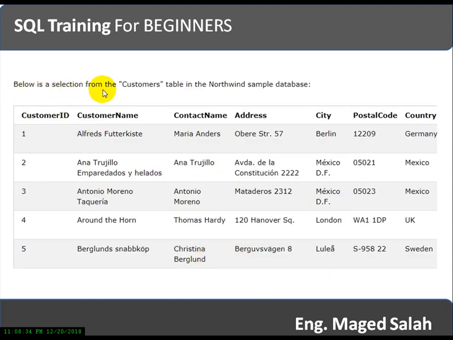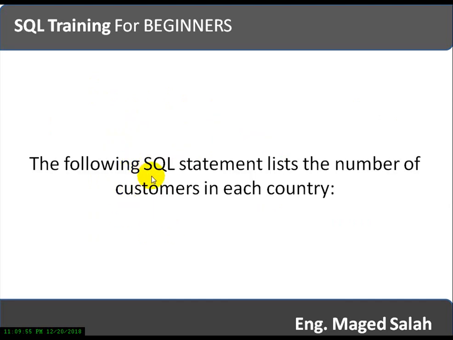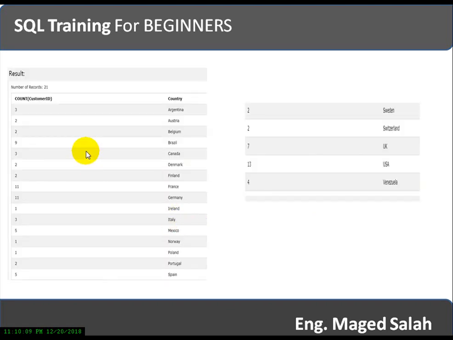Below is a selection from the Customers table in the Northwind sample database, which contains CustomerID, CustomerName, ContactName, Address, City, PostalCode, and Country. SQL GROUP BY examples. The following SQL statement lists the number of customers in each country: SELECT COUNT(CustomerID), Country FROM Customers GROUP BY Country. Each country will contain the number of customers.